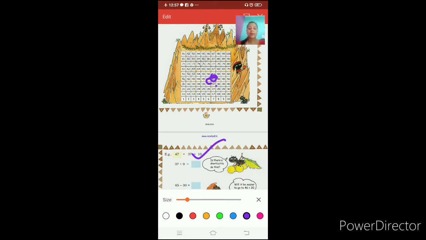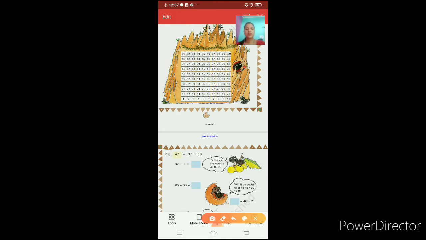37 plus 9. So 37 here, 37 plus 9. So first add 10, then less 1. So answer is 46. Okay, and mathematically 37 plus 9. So 9 plus 7 is equal to 16. 6 carry 1. 3 plus 1 equals 4. So it is 46. The answer is 46.